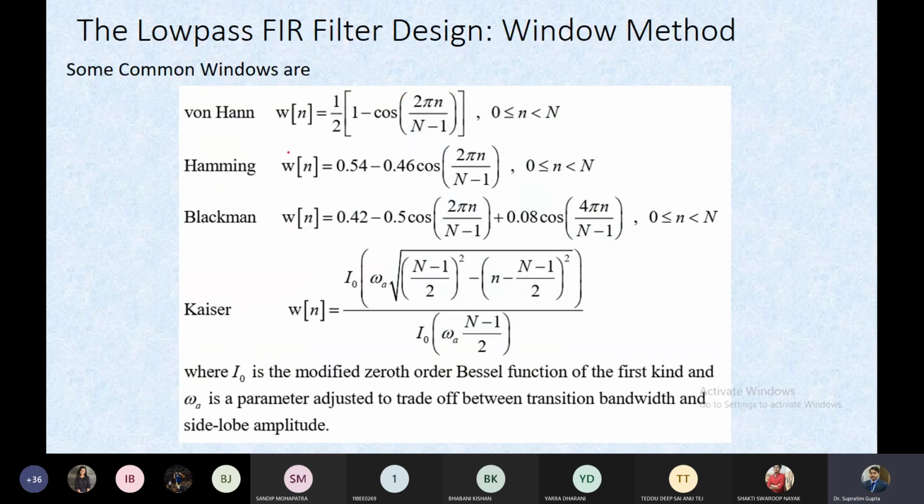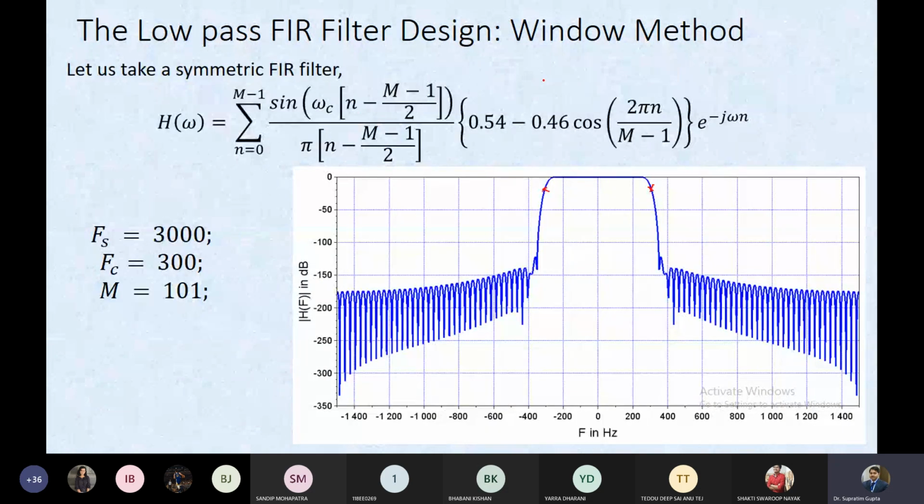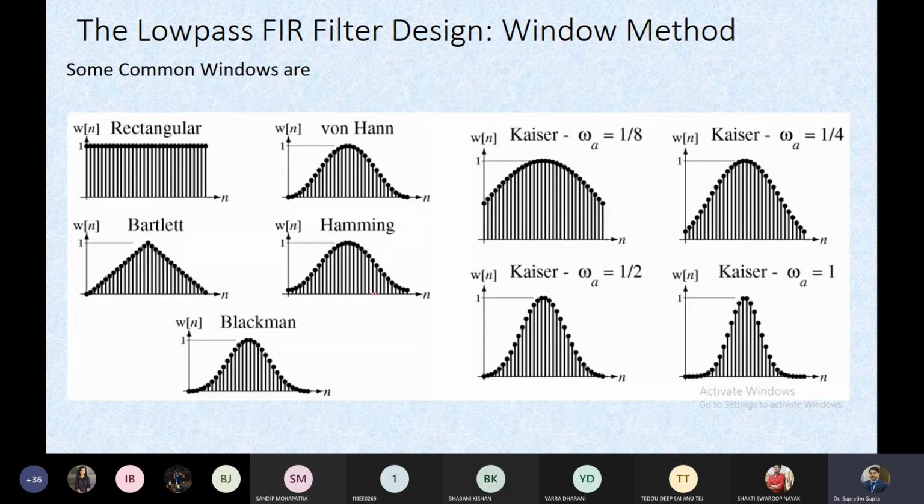So there are a number of windows, say von Hann windows, Hamming windows, with different expressions. What you have to do is just multiply those windows with these expressions, and you can get this output. Then Blackman, then Kaiser, and some of them, like Kaiser, have a tuning parameter. That means you can vary those parameters, check the response, and select the particular response you want, depending upon your application requirement.